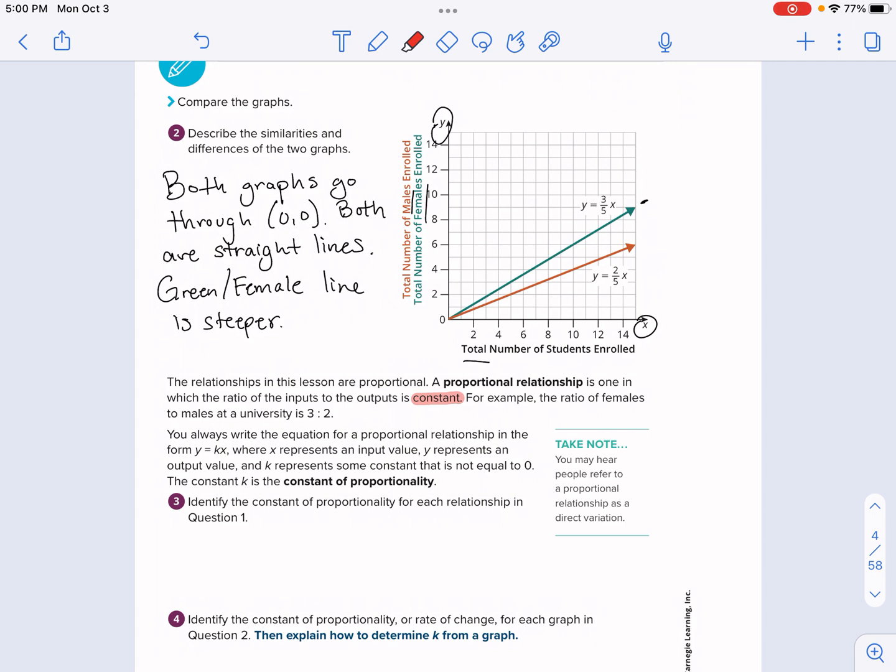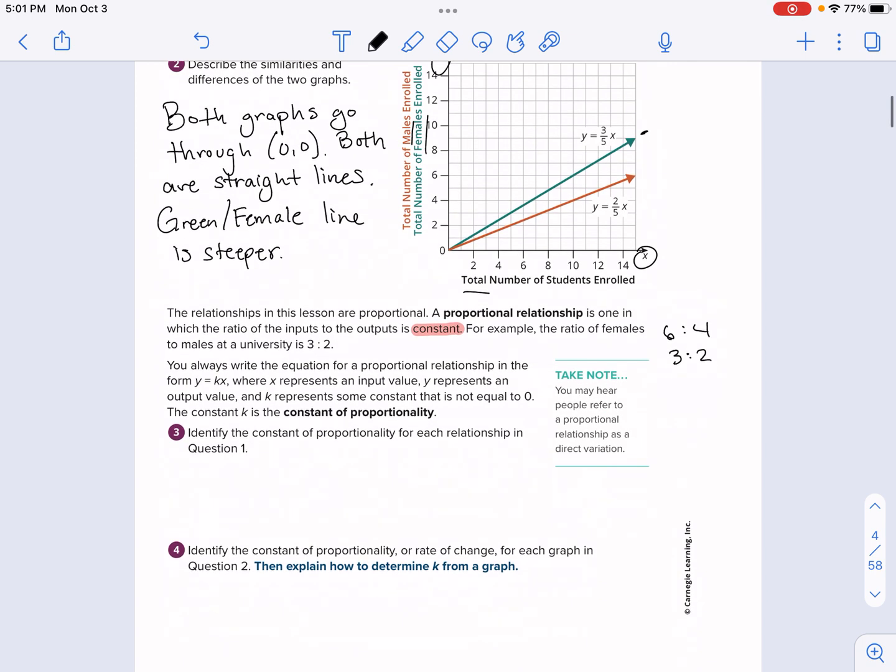So for example, the ratio of females to males at a university was 3 to 2. It always stayed at 3 to 2. An example could be, let's say, 6 to 4. Well, 6 to 4 simplifies. If you divide both of them by 2, it's 3 to 2. So that is a proportional relationship.